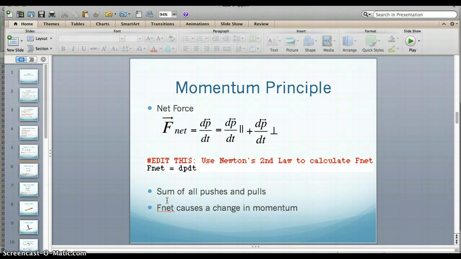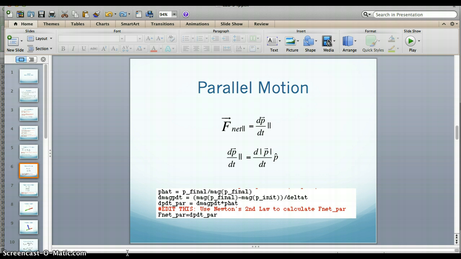So next we'll move on to utilizing the momentum principle, which again states that F net equals dp over dt, which can be broken down further into its components: dp dt parallel and dp dt perpendicular. dp dt parallel describes the motion along the parallel direction, and dp dt perpendicular will describe to us the curvature of the orbit. F net describes the sum of all the pushes and pulls, and F net is actually what causes the change in momentum, which again we'll comment on in just a moment.